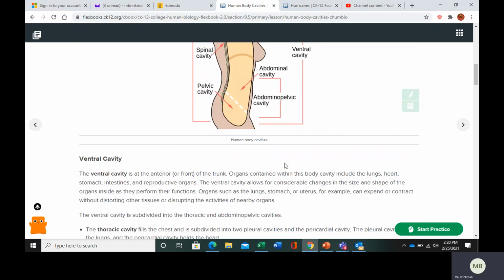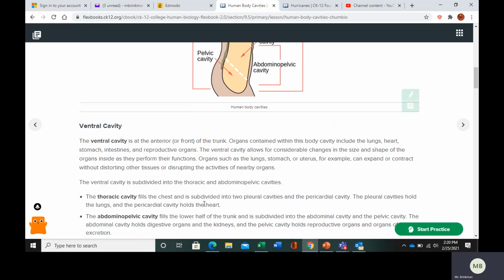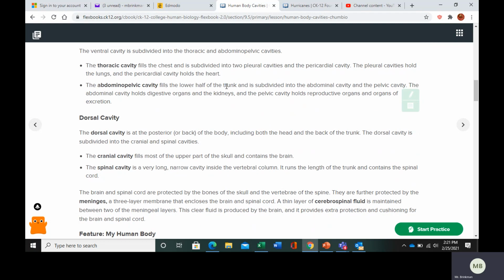So the ventral cavity is subdivided into the thoracic cavity, which is your chest, and the abdominal pelvic cavity. The abdominal is your abdominal muscles, like your stomach area, and then the pelvic is like the pelvis that has the reproductive organs. The thoracic cavity is the chest, and it is subdivided into two pleural cavities, which hold the lungs, and a pericardial cavity, which holds the heart. The abdominal pelvic cavity fills the lower half of the torso and is subdivided into the abdominal and pelvic cavity. The abdominal cavity has digestive organs and the kidneys. The pelvic cavity has reproductive organs and excretion organs.